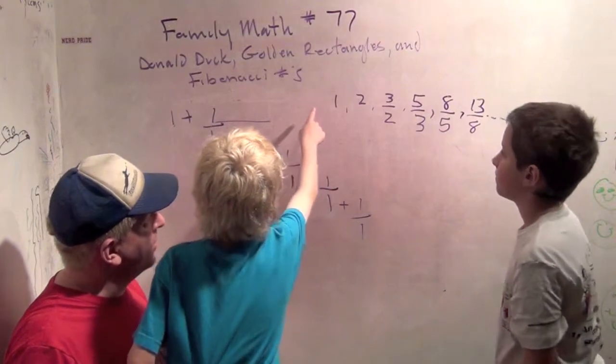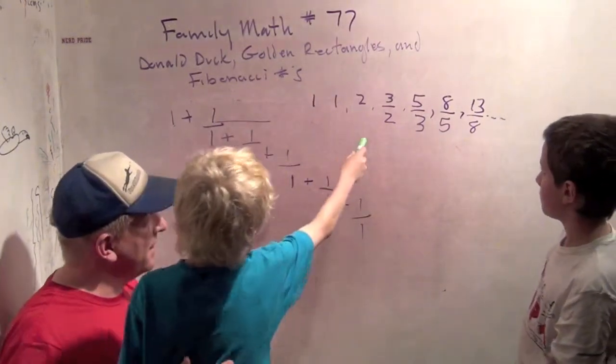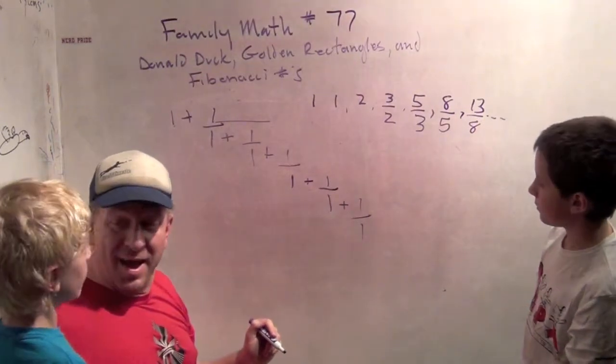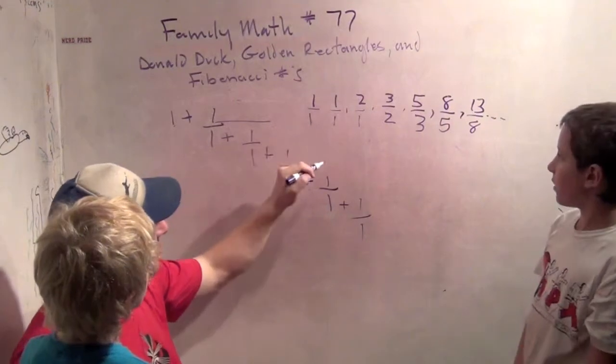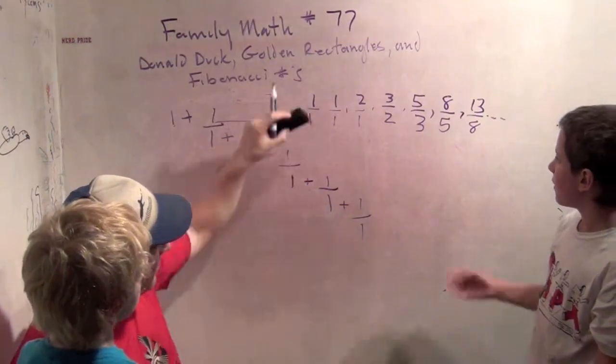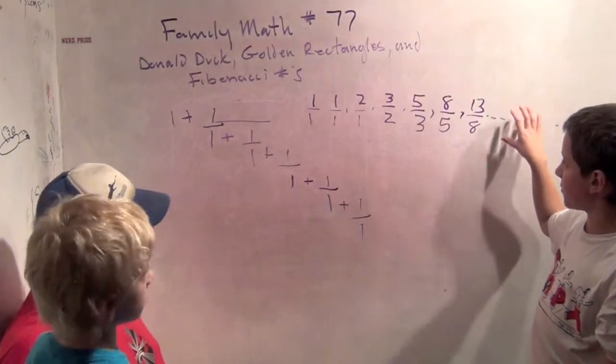If you add an extra 1 here, you get 1, 2, 3, 5, 8, 13, which are Fibonacci numbers, and 2, 3, 5, 8 are Fibonacci numbers too. Oh, how interesting. What if I write my fractions like this, and I get the Fibonacci numbers on the top and the Fibonacci numbers also on the bottom?